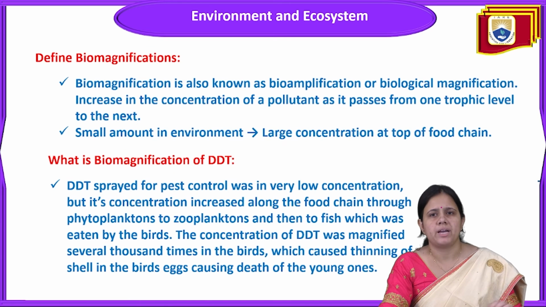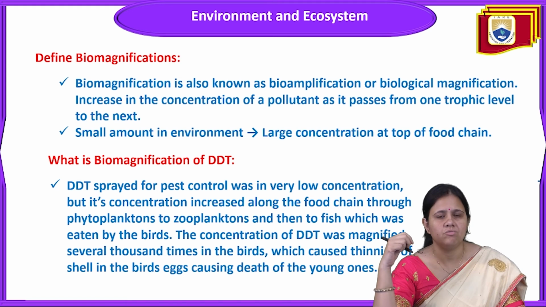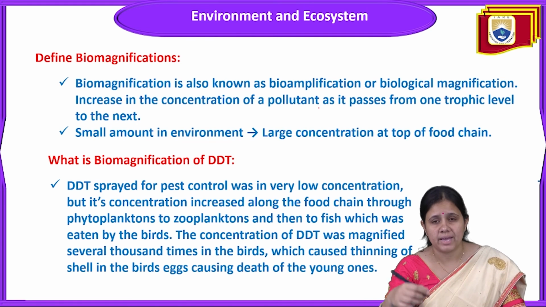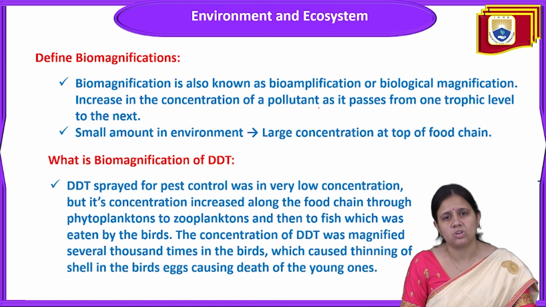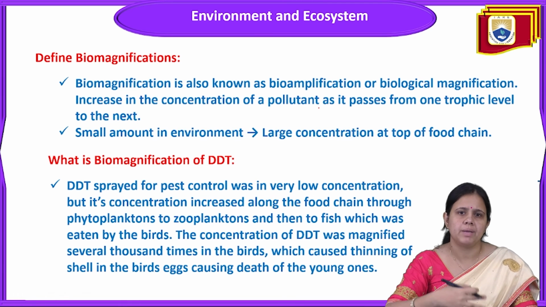Next thing is biomagnification. The process of biomagnification is also known as bioamplification or biological magnification. In simple terms, when we talk about biomagnification, it is the increase in concentration of any pollutant as it passes from one trophic level to the next trophic level. This is called biomagnification. It means that if any chemical is present in one trophic level and it passes to a higher trophic level, its concentration will increase.